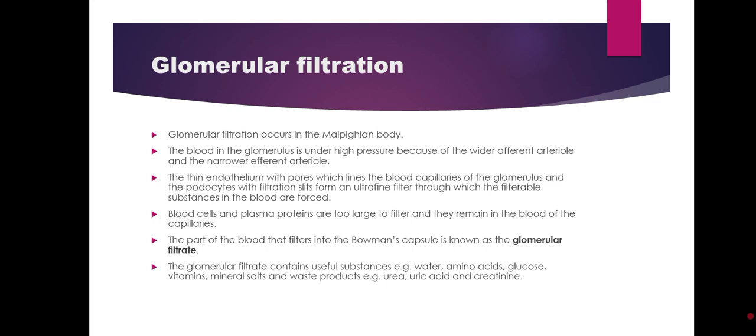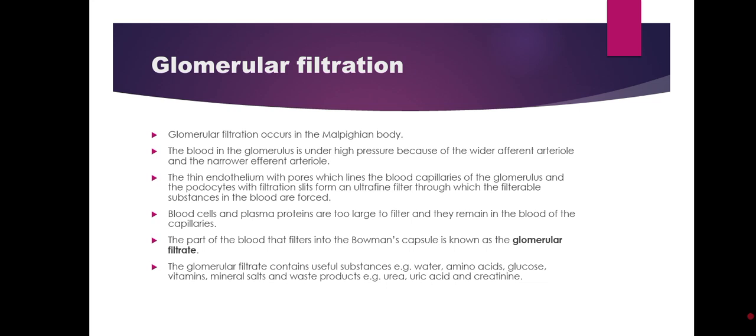Now the thin blood vessel wall with pores and the podocytes with filtration slits act like a very fine filter. Small things in blood are pushed through it. That's what I was talking about, right? And blood cells and plasma proteins are too big to pass through, so they stay in the blood of the capillaries. And please know this: if you see blood in your urine, seek medical help, because you shouldn't see blood in your urine, right?